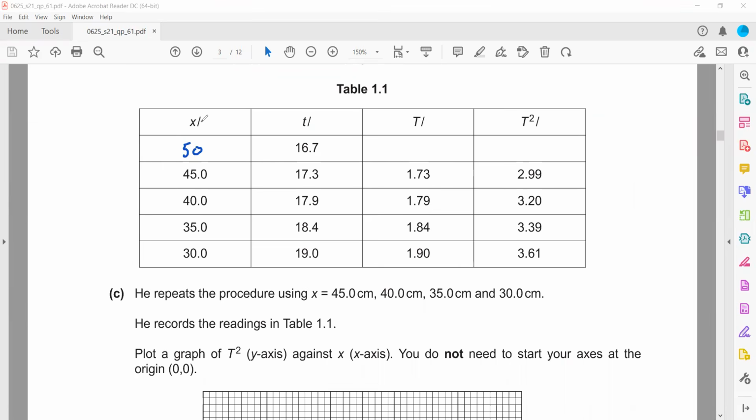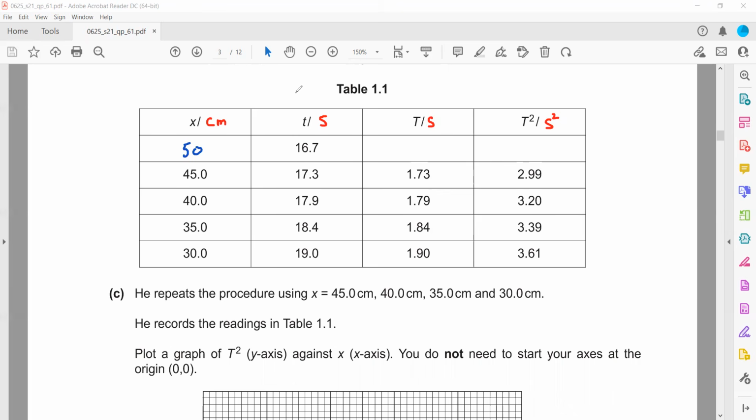Column heading means unit. So what will be the unit of distance? As we did 120 centimeters minus 70 centimeters, which was 50 centimeters. So the unit of X is centimeter. Then the unit of time: this is the time for 10 oscillations, that is in seconds. And then the time period will also be in seconds. And T square, time period squared, will be seconds squared.